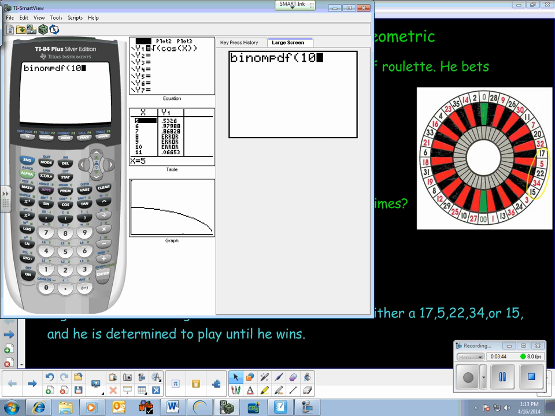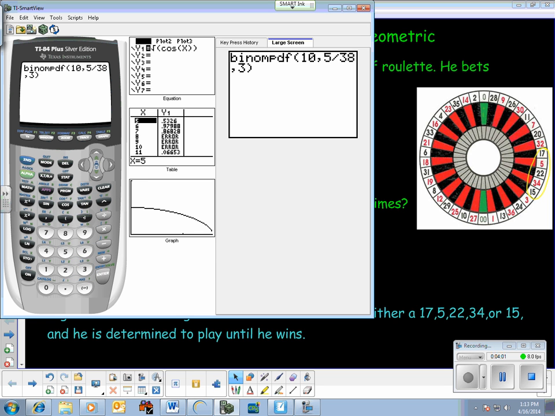10 trials, 5 out of 38 chance of winning. Some of you would be tempted to put 5 divided by 38 into your calculator and round it off and get some decimal. That's okay, but why not use the exact value? Your final answer is going to be more exact. And I'm looking for 3.